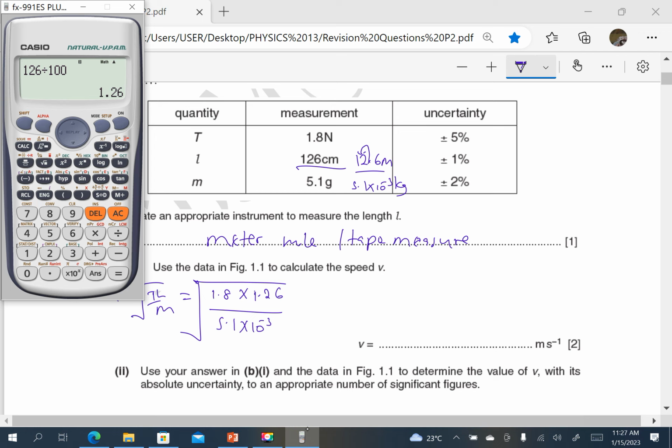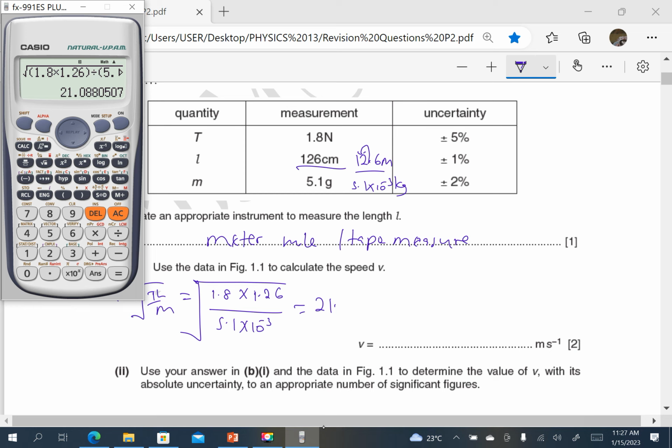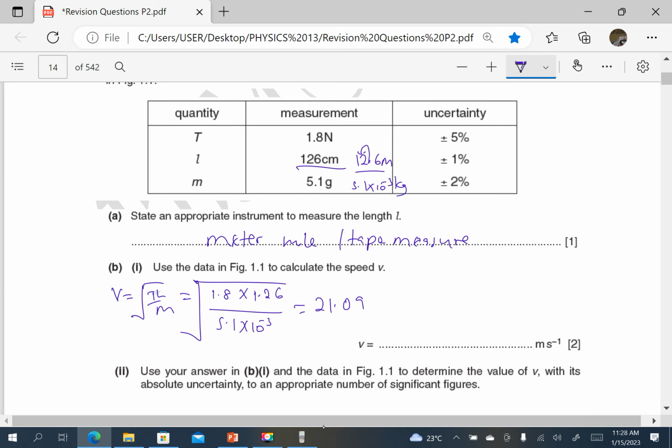So let me press again, square root, 1.8 times 1.26 divided by 5.1 exponent negative 3. So this gives us 21.09, or approximately 21.1.